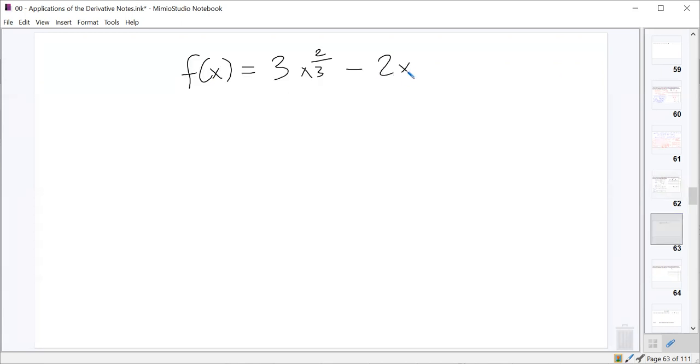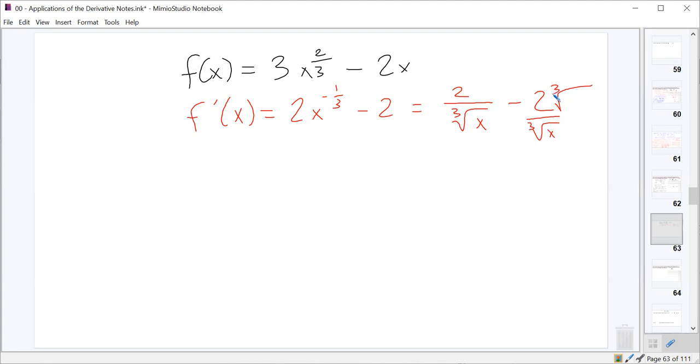And now that's in a much easier form to take a derivative of. So when I do that, I'll get f prime of x, and 3 times 2/3 using the power rule. That's just going to be 2. So 2x to the -1/3 minus 2. And this will be a little bit easier to visualize and deal with if we get rid of the negative exponent. Drop that to the denominator, 2 over the cube root of x minus 2. And we can stop there if we want, or we can get a common denominator. If we want to get a common denominator, we'll just do cube root of x.